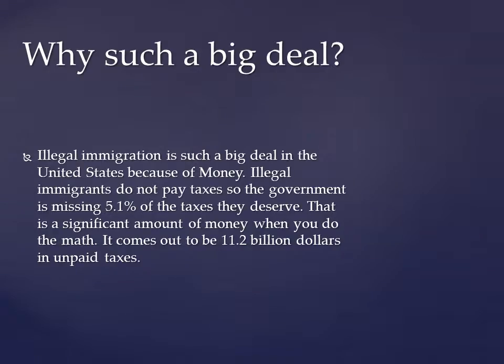Why is this such a big deal? To wrap this all up, illegal immigration is such a big deal in the United States because of money. Illegal immigrants do not pay taxes, so the government is missing 5.1% of taxes that they deserve. That is a significant amount of money when you do the math. It comes out to be $11.2 billion in unpaid taxes.